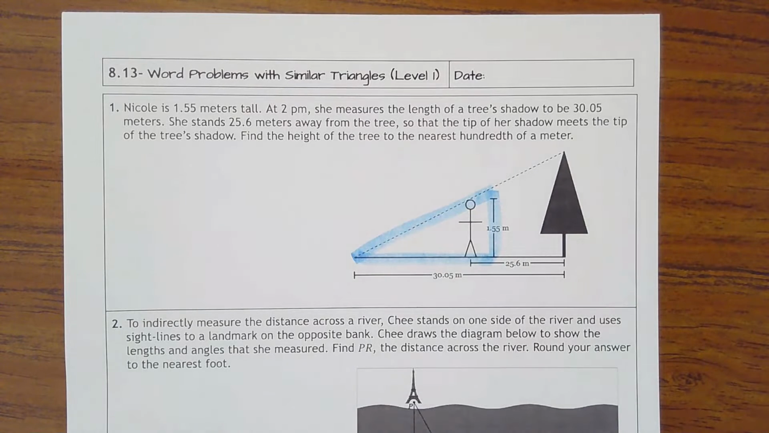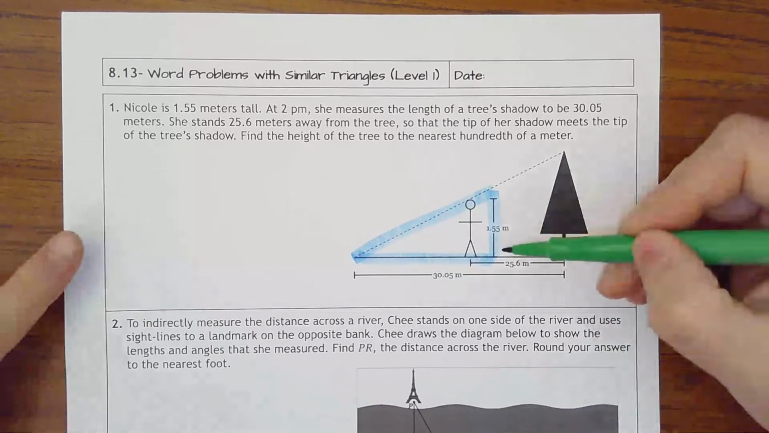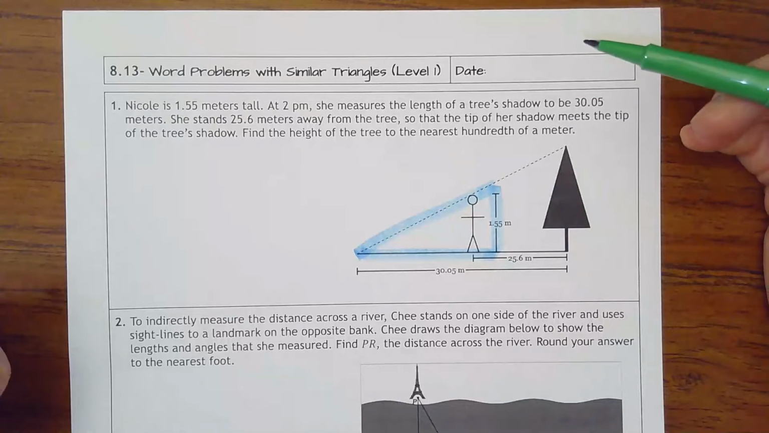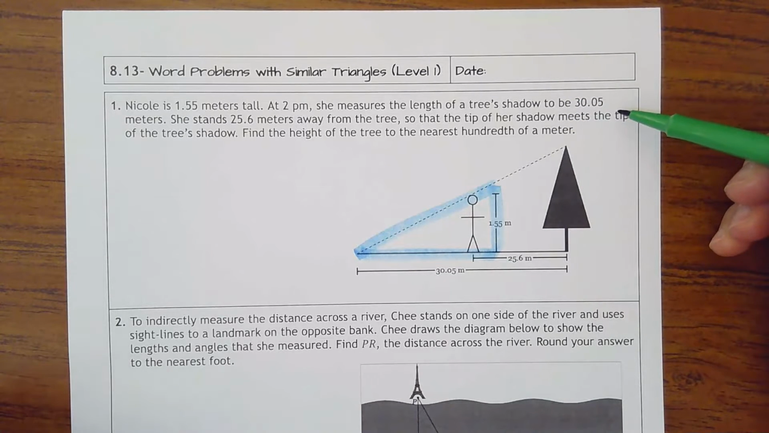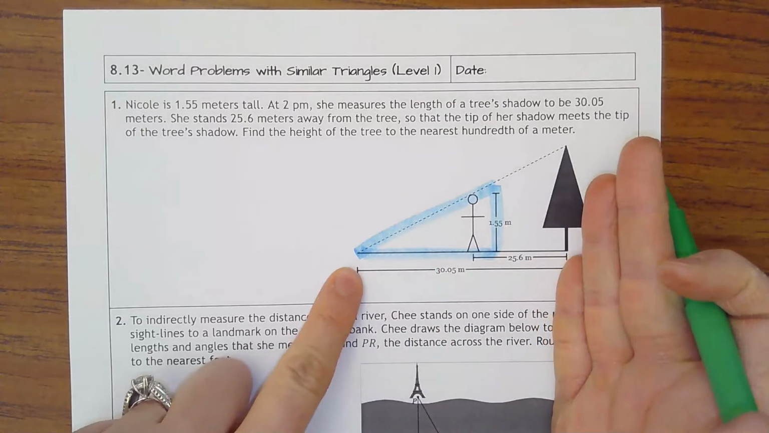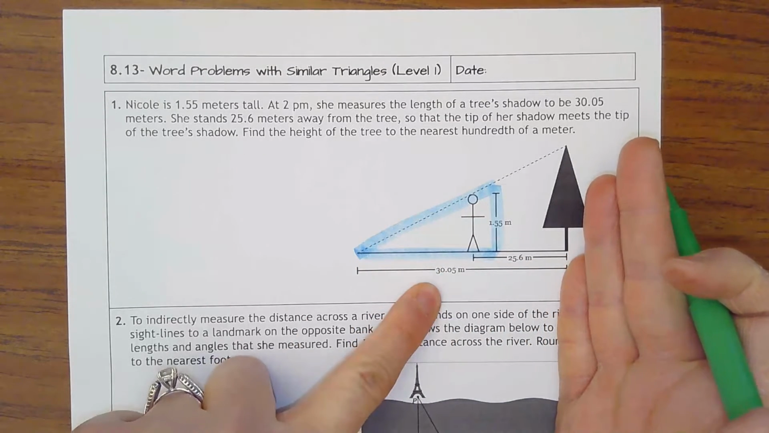8.13 is getting two word problems, but don't freak out because they're exactly what we've been doing, and the level ones already have a picture drawn for you, so it makes it easier. Nicole is 1.55 meters tall, so that's her height right here. At 2 o'clock, which is irrelevant, she measures the length of the tree's shadow to be 30.05 meters. So the tree casting a shadow going from here to here is 30.05.